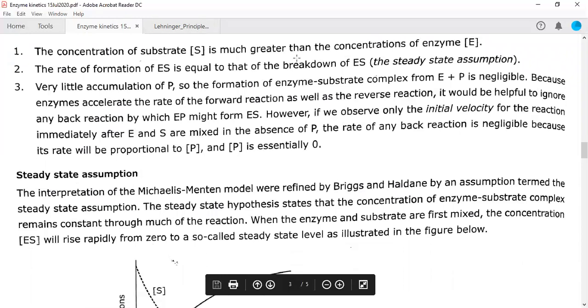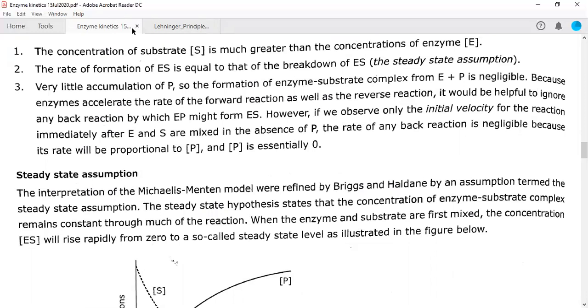Okay, so what are the assumptions based upon which this plot and the Michaelis-Menten equation has been derived? So there are 3 assumptions. These assumptions are a must before deriving the equation. First of all, the concentration of substrate is much greater than the concentration of enzyme, which is what we are discussing. The second assumption: the rate of formation of enzyme substrate complex is equal to the breakdown of enzyme substrate complex. So this particular point is called the steady state assumption.